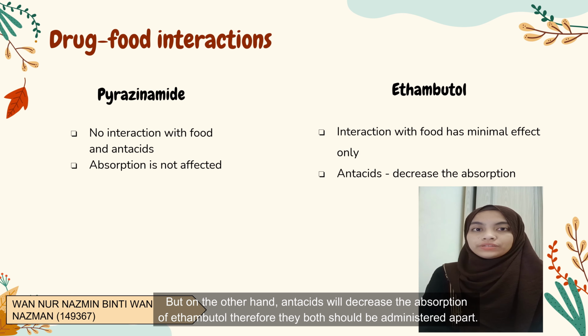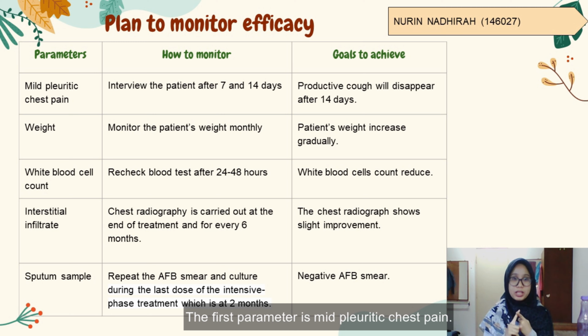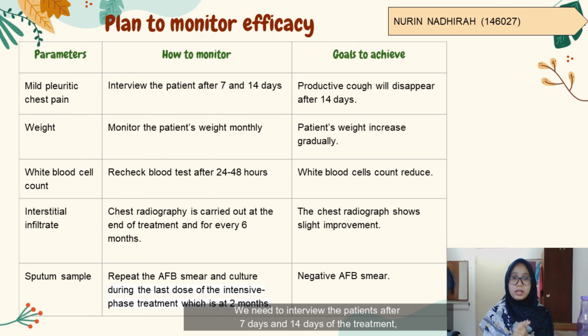After the treatment of the tuberculosis has been decided, we need to conduct a monitoring plan to monitor the efficacy, safety, and drug interactions of all the drugs. Plan to monitor efficacy. The first parameter is mild pleuritic chest pain. We need to interview the patient after 7 and 14 days of the treatment.